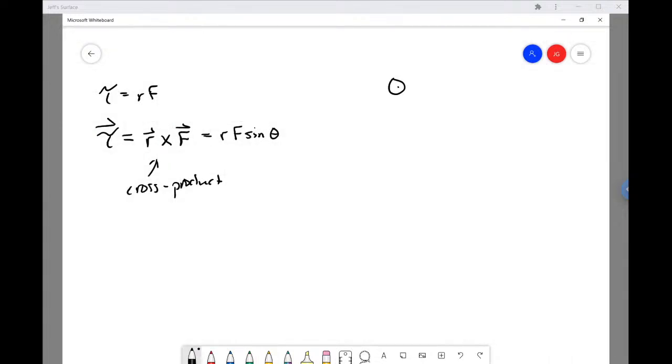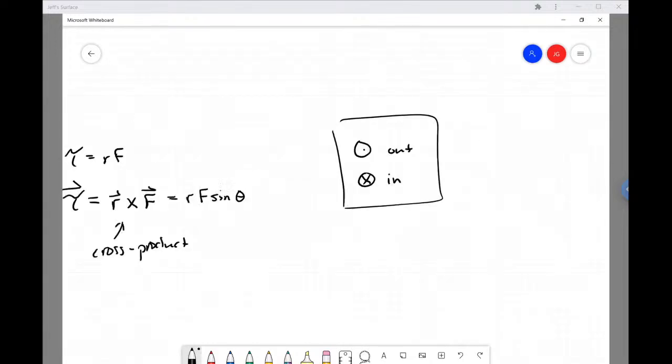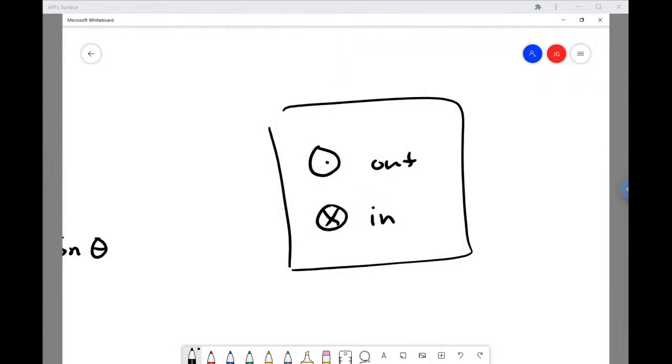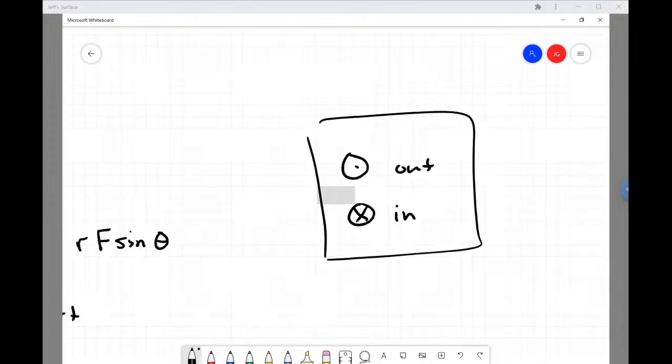So this symbol means out. This symbol means in. And what this is supposed to be reminiscent of is the way an arrow would look. If it's pointing at you, you just see the tip of the arrow. So that's what this is. You just see the very tip of the point. If it's pointing away from you into the screen here, you see the fletching, the feathers on the back, which make an X. Okay, so that's the way this is supposed to work. So this means into the page or screen or board, and this means out of the screen or board.